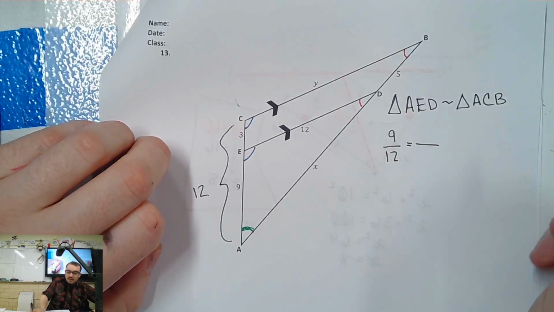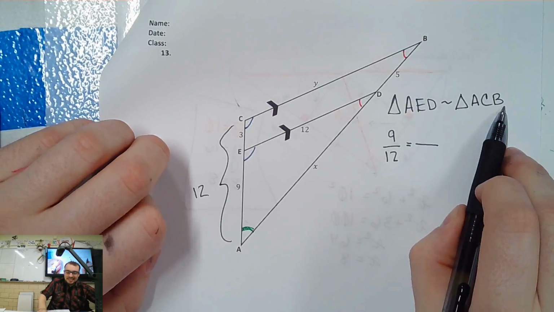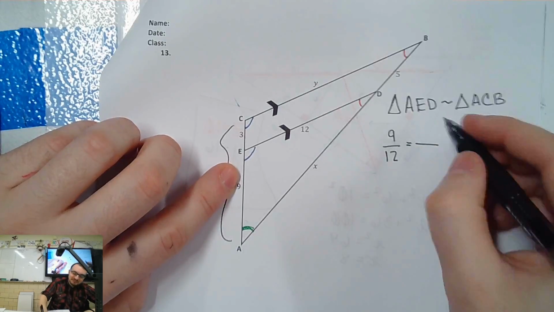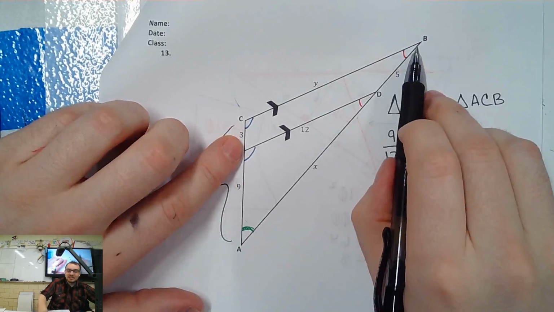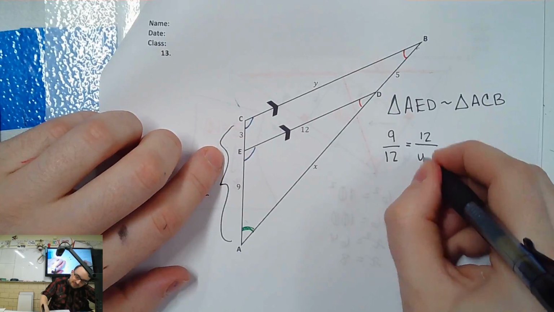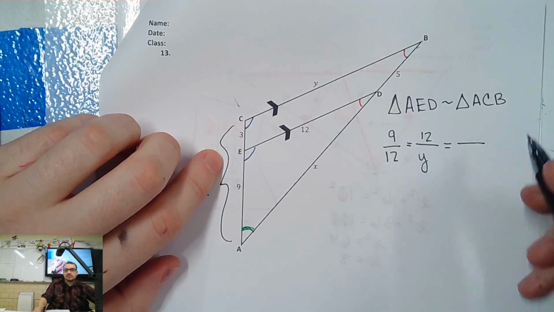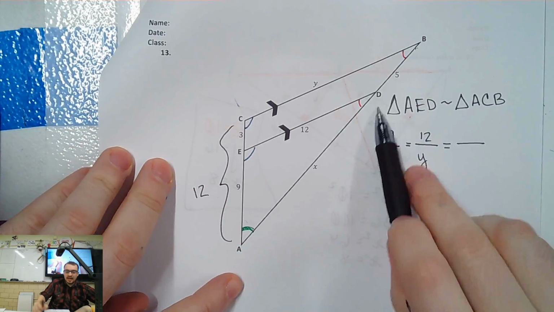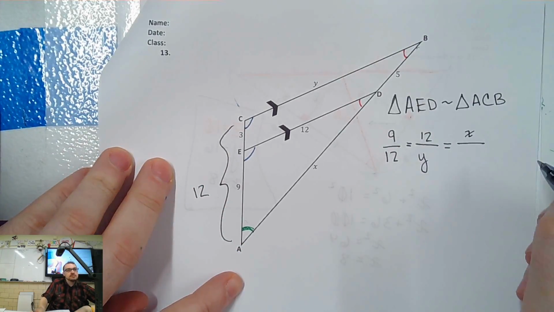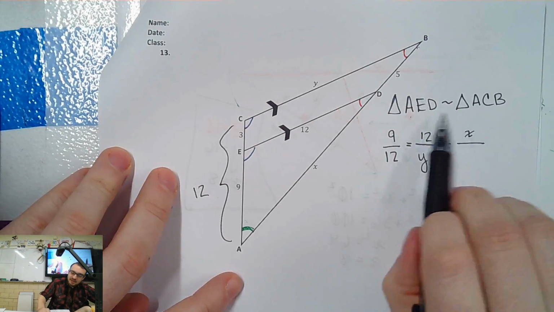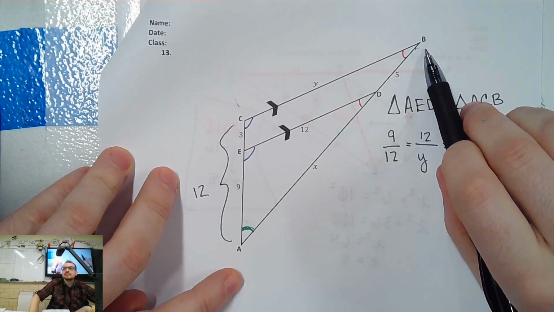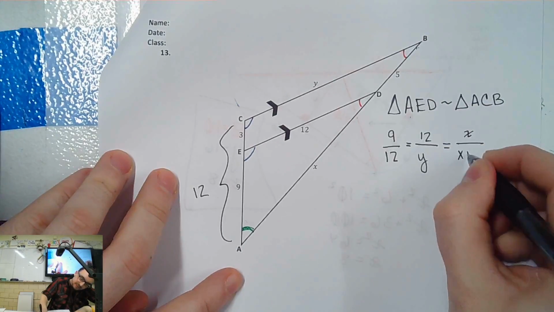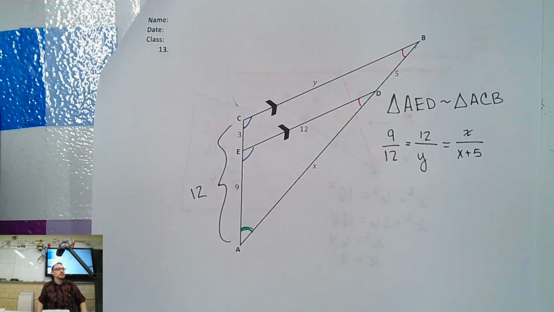ED and CB. ED is what? No jokes. 12. CB is what? I ask the questions. AD is x. And AB is what? Think. Yep, it would happen to you. 5 plus x, very good. So x plus 5. The whole thing's x plus 5, segment addition, right?